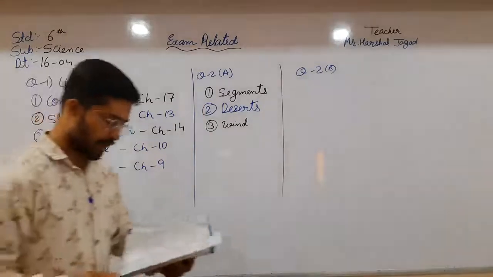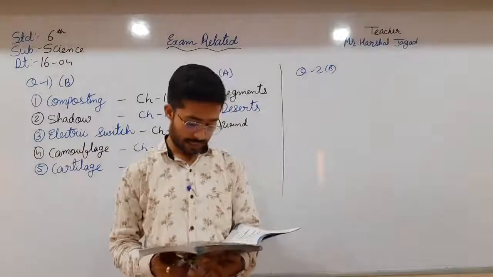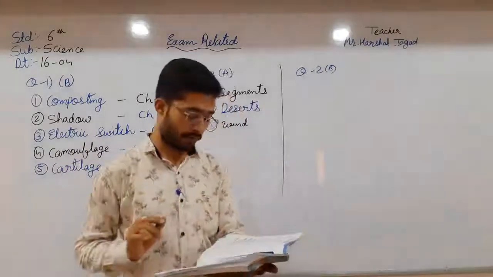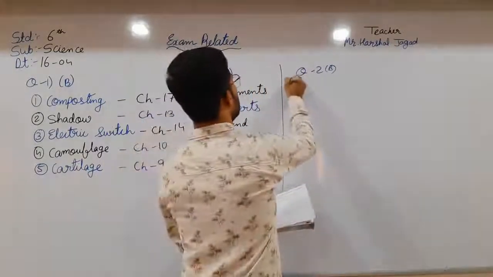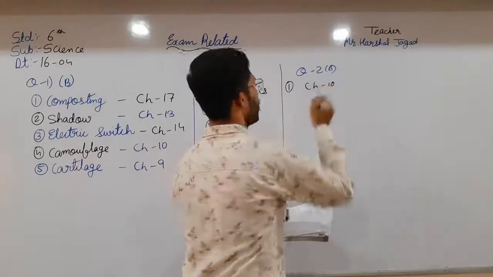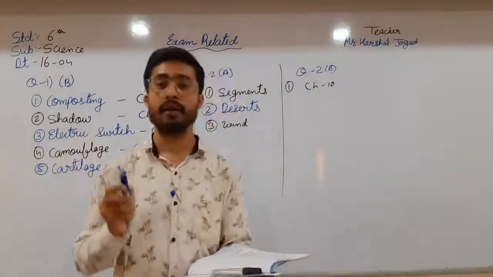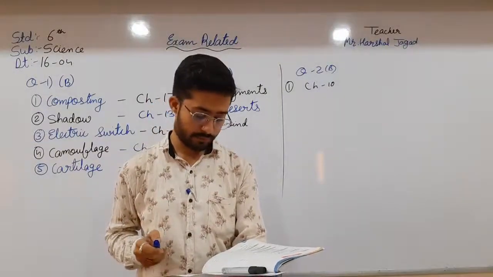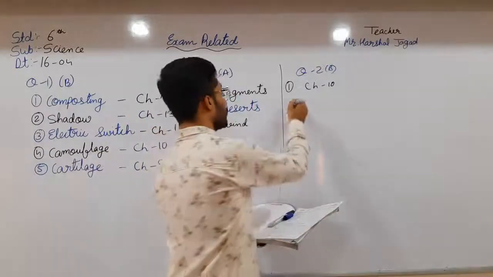The first one, aquatic plants. So we know where the aquatic plants are. It is from chapter number 10. Then the second one, objects in periodic motion. That is from chapter number 11.